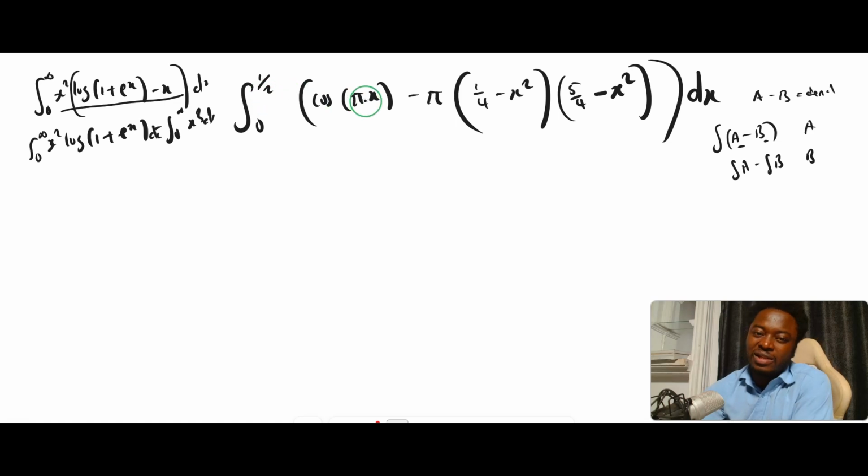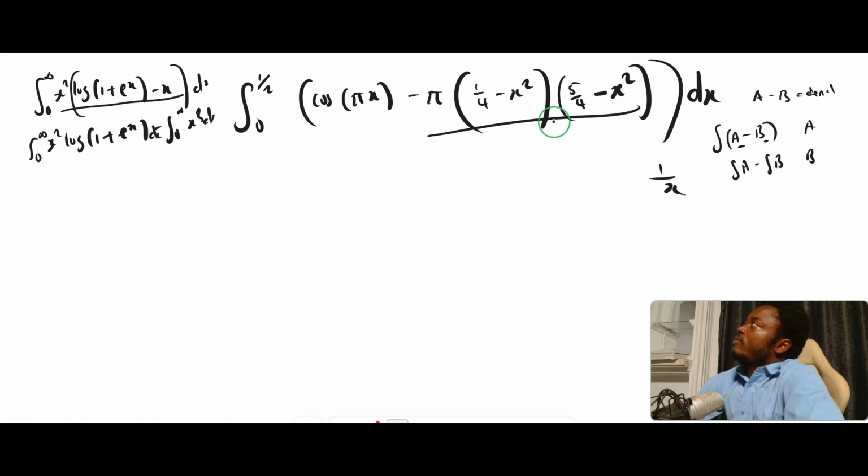because even if you plug in 1 over 2, you have cosine of pi over 2. Cosine of pi over 2 is basically 0, so nothing to worry. And also this will all be defined between 0 and 1 because we're not dividing by any x, so we have no fear. We can separate the integrals in this case.